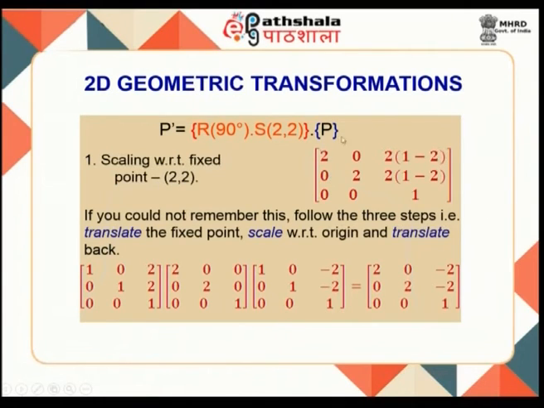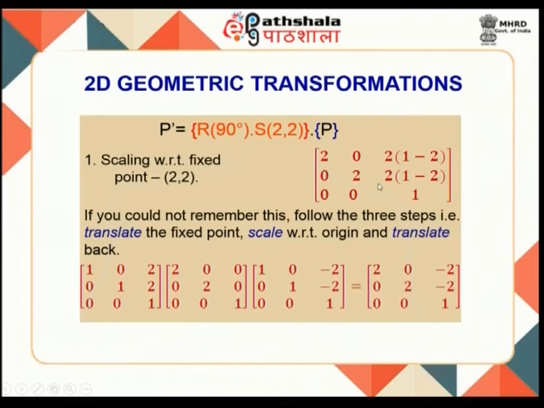For that, the transformation matrix is [2 0 x_f(1 − S_x)], [0 S_y y_f(1 − S_y)]. If you remember the scaling matrix with respect to any general point in space that we derived before, we have the matrix [S_x 0 x_f(1 − S_x)], [0 S_y y_f(1 − S_y)], [0 0 1]. So, that is what we have applied here.